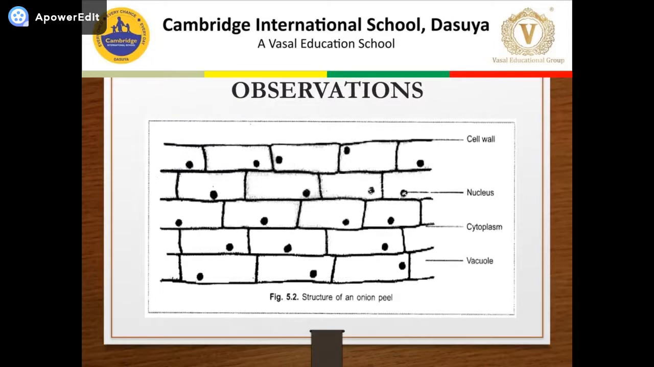So, what will you observe under the microscope? A large number of rectangular cells with a distinct cell wall can be observed. Here you can see the cytoplasm, a thin layer of deeply colored substance on the inner surface of the cell wall. A big central vacuole is also present in the cells. Then a deeply stained rounded body called the nucleus is seen in each cell.